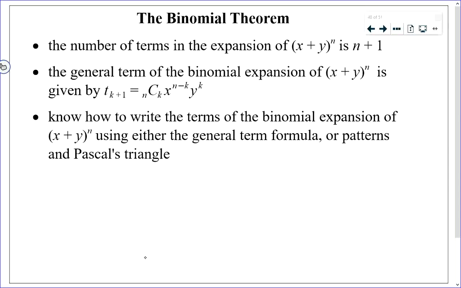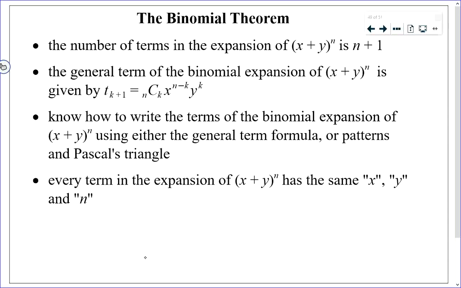Basically, one of the main tasks here is if I give you a binomial raised to an exponent, like 2x plus 5y raised to the 7, you should be able to write out any of those terms using that general term formula, or if you have to, using Pascal's triangle. The problem with Pascal's triangle is if you were trying to expand out something that was raised to the 7, then you need to know that there are 8 terms, and that means you need to look at the 8th row in Pascal's triangle. The problem is now you've got to spend time constructing the 8th row of Pascal's triangle.